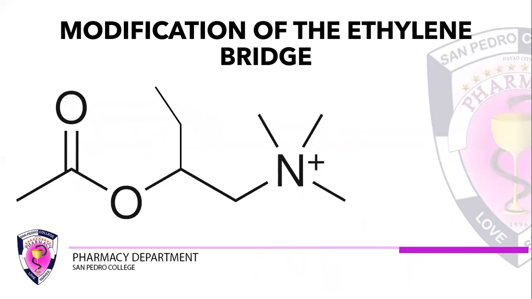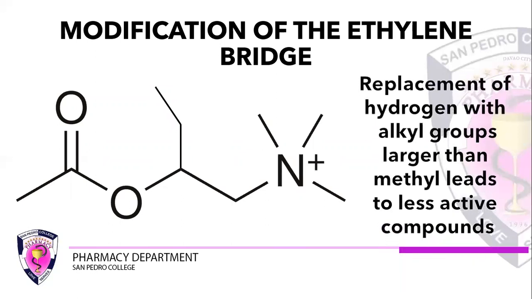So what they did, they added an ethyl group to this part here. Replacement of hydrogen with alkyl groups, an ethyl group for example, larger than methyl leads to less active compounds. So this kind of modification is also rejected.